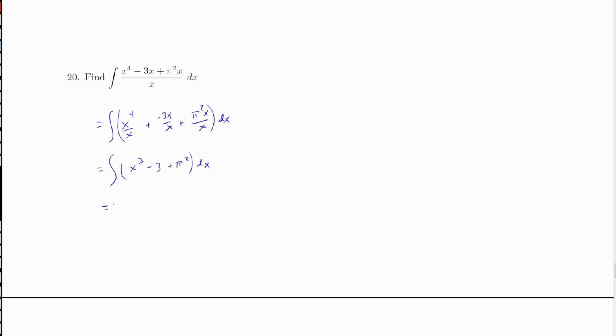And now when I integrate, my variable is x. I'm going to use the power rule. So I'm going to get x to the 4th over 4 minus 3x plus pi squared x plus c. Pi squared is a constant, just like the negative 3.